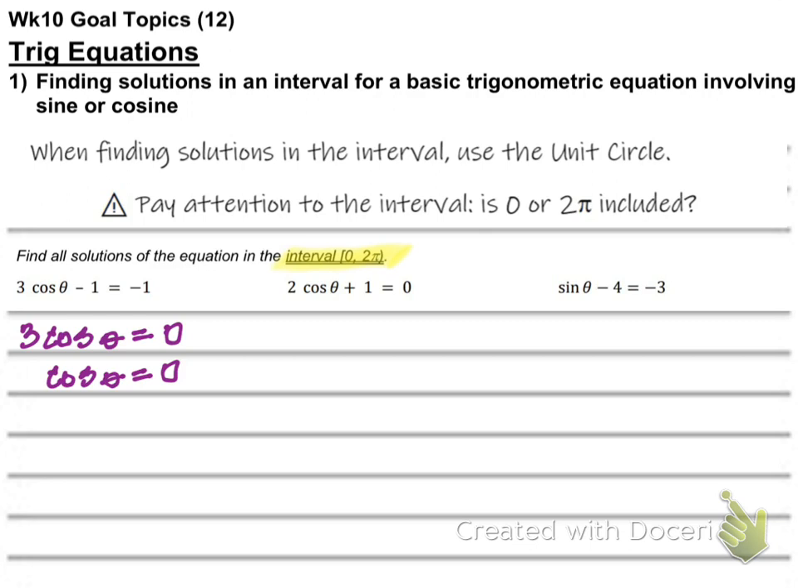So now we've got to think about the unit circle and where the cosine of theta is 0. The cosine of theta is 0 where x is 0, right? And x is 0 at what? Where's my x value 0 on the unit circle? Up top, right, at pi over 2. And at the bottom at 3 pi over 2. So those are your solutions, pi over 2 and 3 pi over 2.